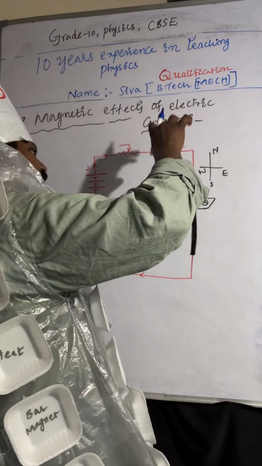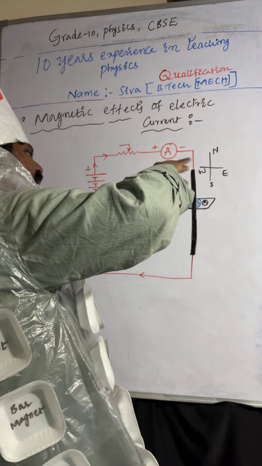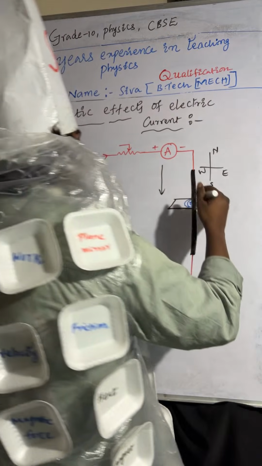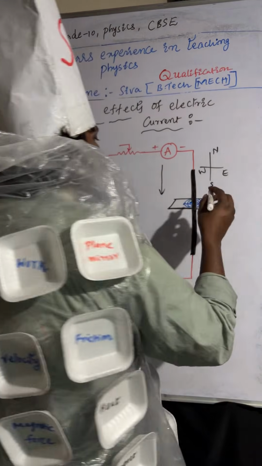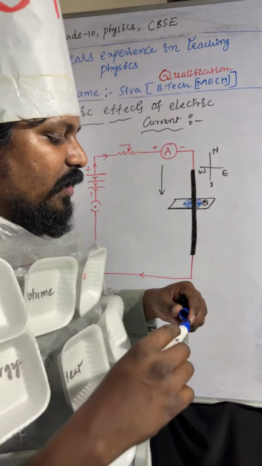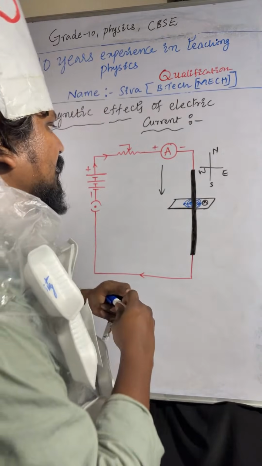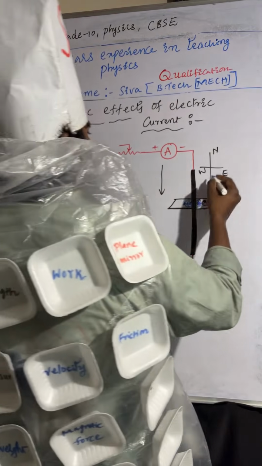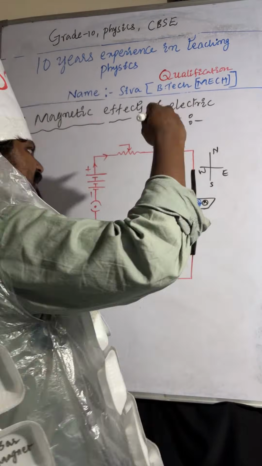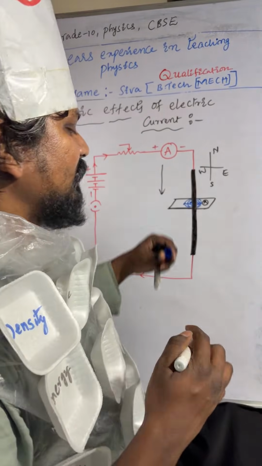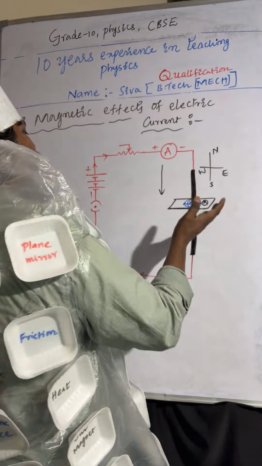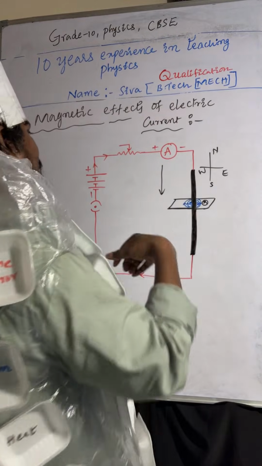The current is moving from north to south, and the magnetic field will be in this direction. You can observe that the compass will show deflection towards east if the current is passing from north to south. If the current is passing from south to north, the deflection will be shown towards the west direction.